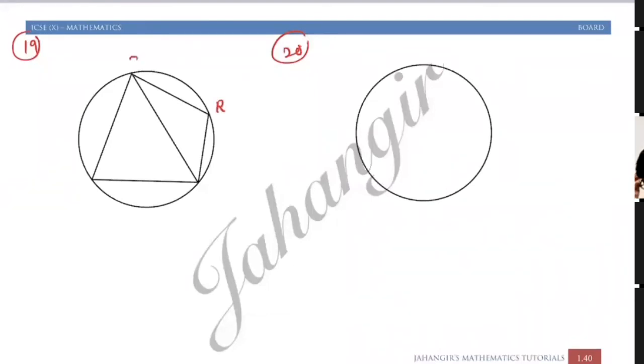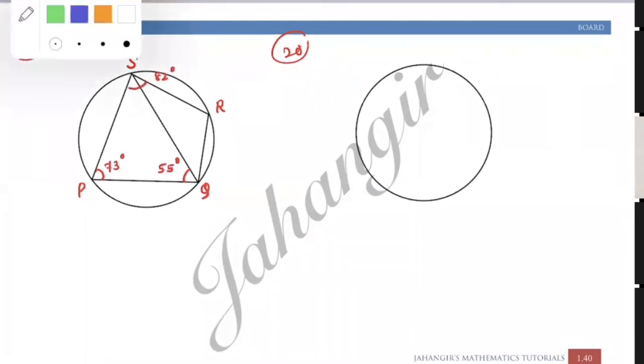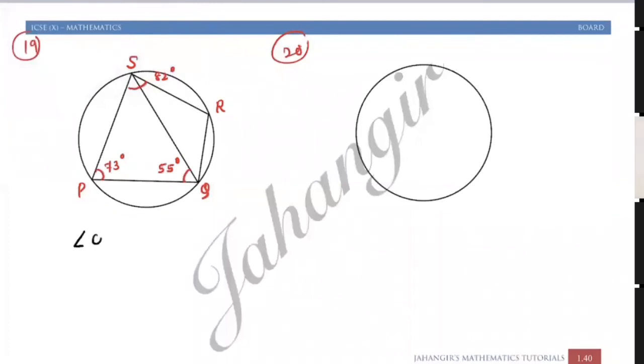R, S, PQRS. Angle P is 73 degree. Angle Q is 55 degree. And this whole angle is 82 degree. So now we have to find angle QRS, angle RQS, angle PRQ. Did anyone get any angles?